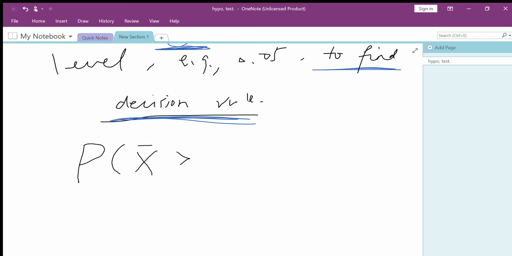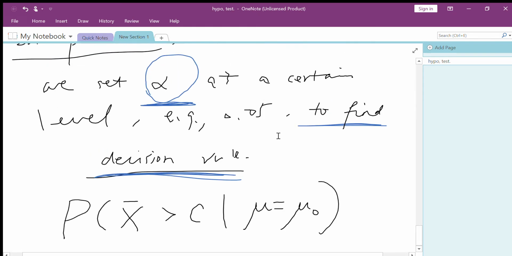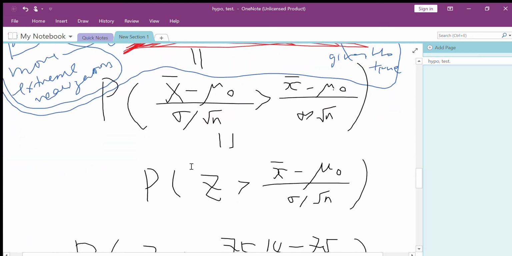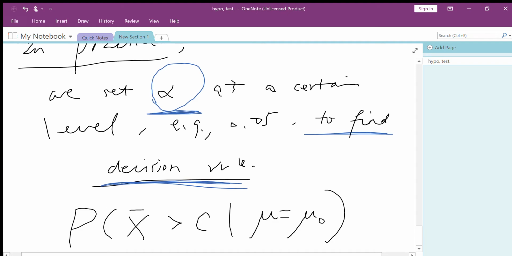But to find the decision rule, we need to get a constant. So we replace the realization, small x bar, with constant c. We would like to find c because we would like to propose the decision rule given the equal sign in the H null. So here, this is the probability, and this is our way to find the decision rule. With the help of alpha, we set this probability as alpha.